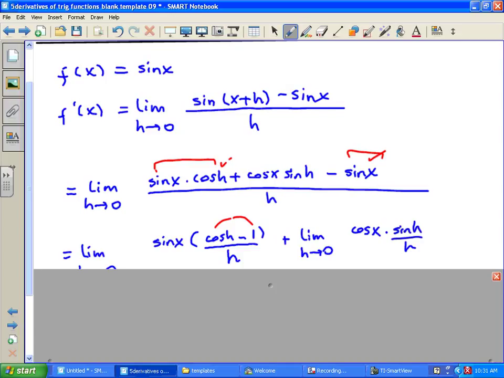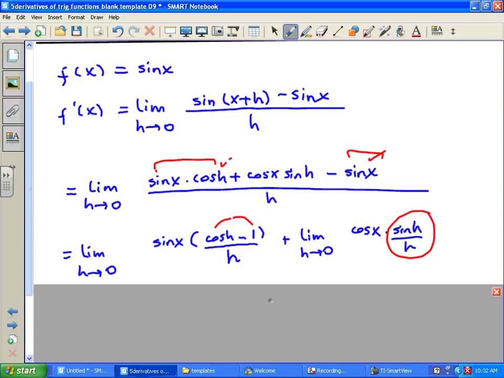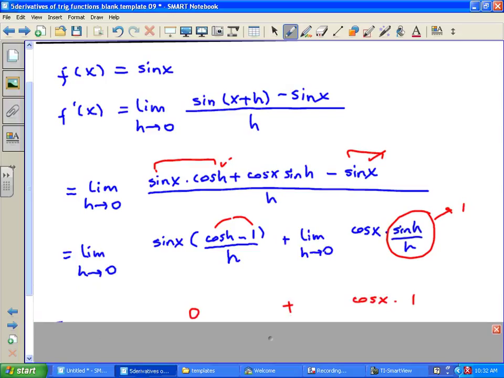And I distributed my limit sign over a sum or difference here. So I put it as 2 limits. You can do that with limits. And finally, what do we know about this limit? Sine h over h as h goes to 0. That limit is 1, right? So if you look at my second part in here, okay, what you have is cosine x, which doesn't depend on h, so you write it exactly as it is. And the other part is 1. So this part is going to be cosine x times 1. In this initial part, I have to tell you that this limit turns out to be 0. Sine x times 0 turns out to be 0.